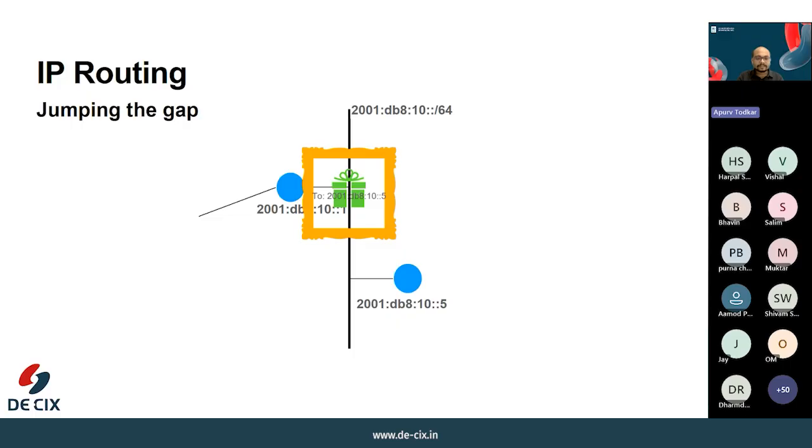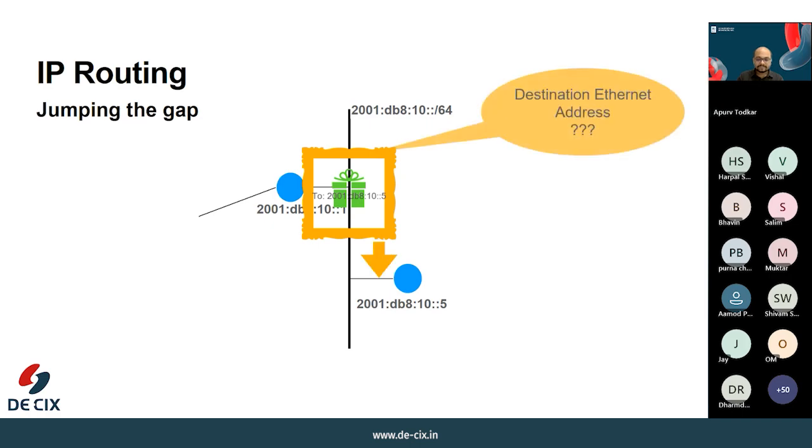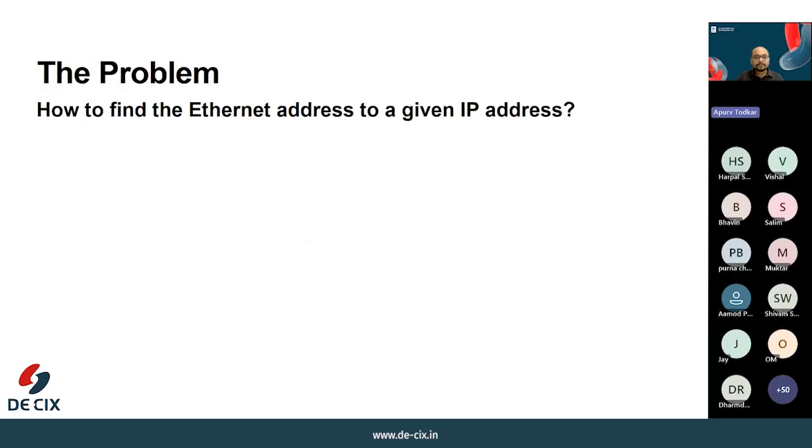At this point, the router only knows about the destination IP address and the next hop IP address from its routing table. But to put the packet onto the wire, it actually needs the next hop router's MAC address. Exactly what the slide shows here, the destination Ethernet address is exactly what we need. So the exact problem, mapping an IP address to a MAC address, is today's topic.